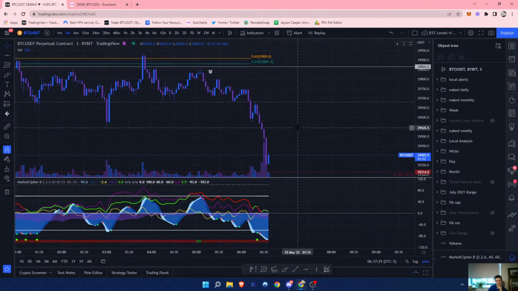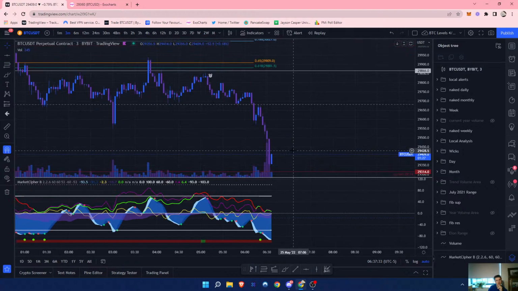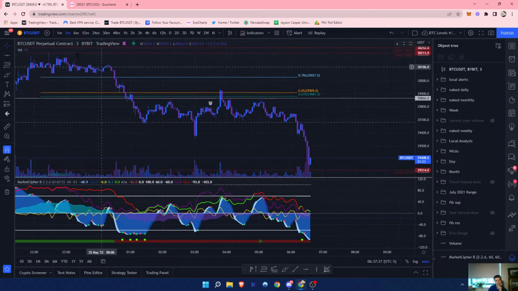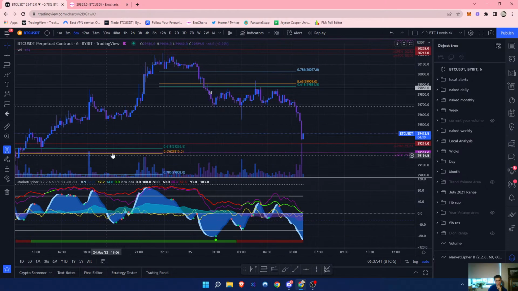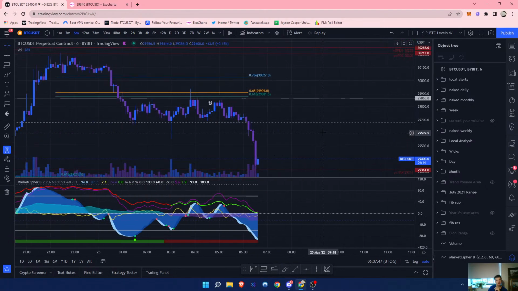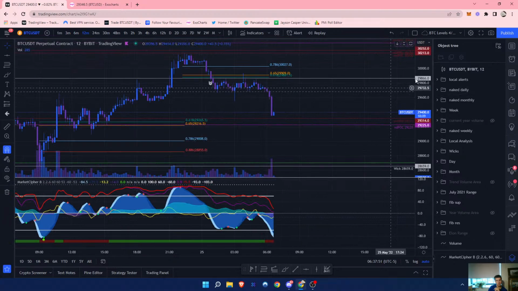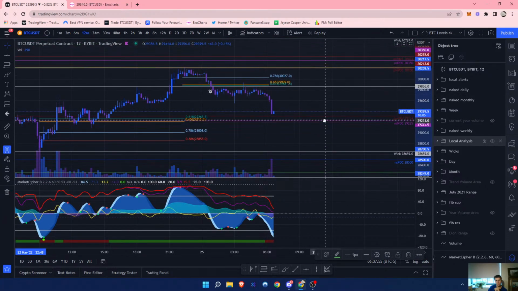No one in here, but okay. Yeah, so we might get a little bit of a relief rally right now. I wouldn't long this yet. Still waiting. But yeah, interesting nevertheless. Okay, so we can look for more shorts on the way up.